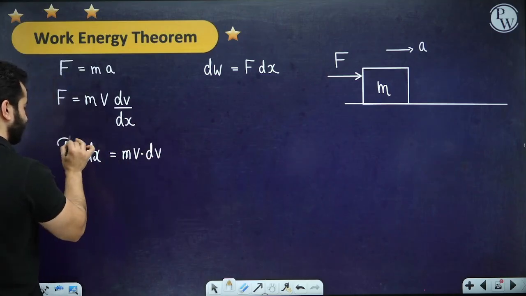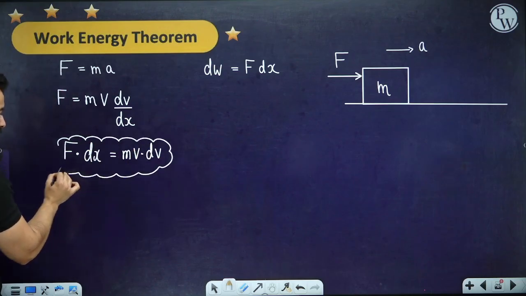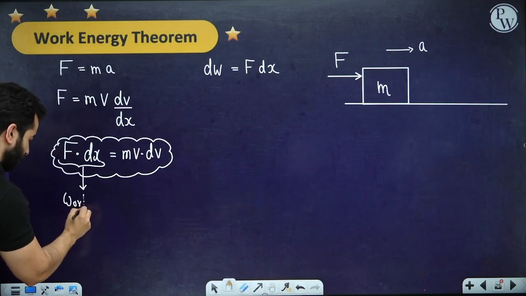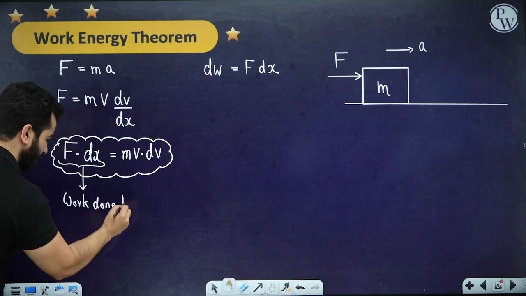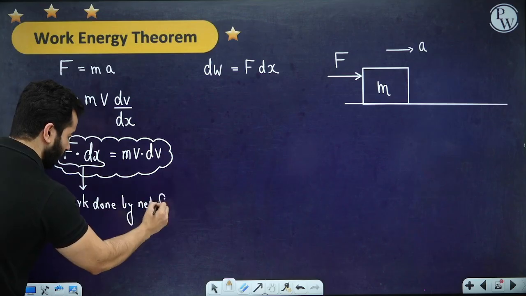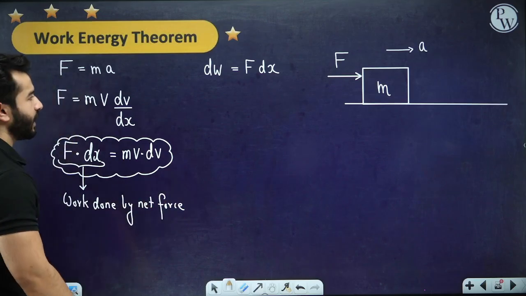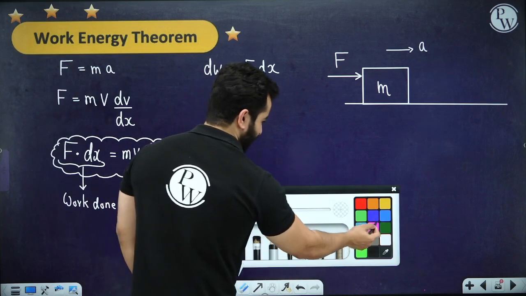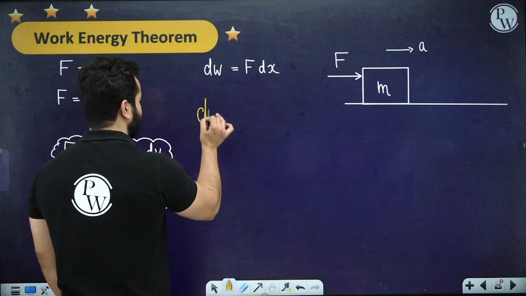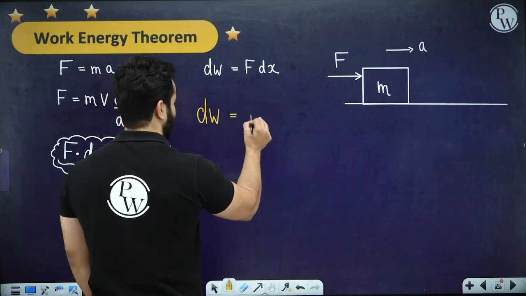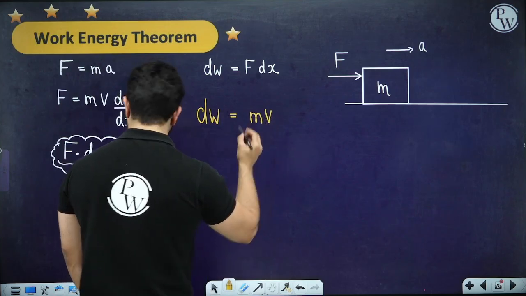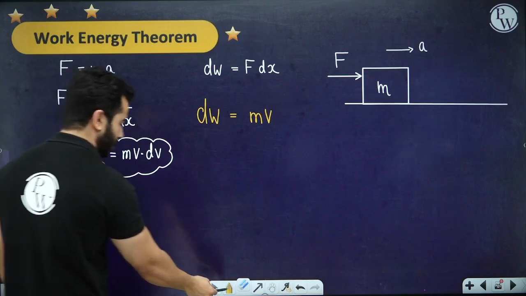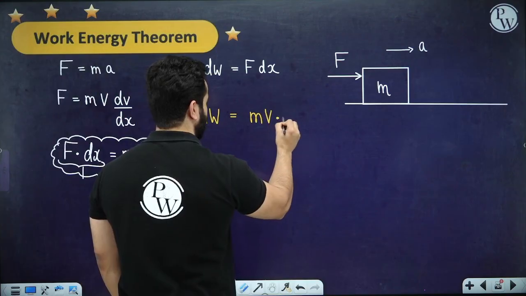That's it. This is the work done by the net force. Work done by net force, all the forces, mind you, right? This is what dW is. After this we can write dW as mv times dv. Well, this is not the work done by net force, I would be wrong to say, and I'll explain to you why. This is dW equals mv times dv.